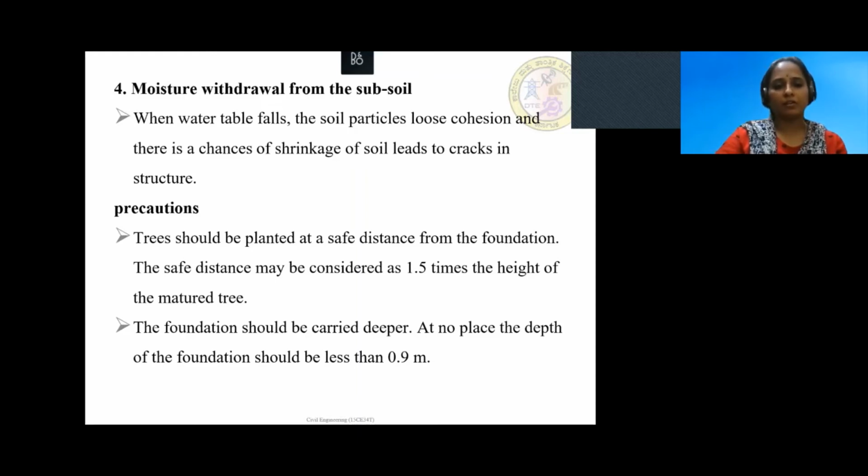Okay, what precautionary measures can be taken for this? For this, if big trees are there, they should be located at a little far distance, say 1.5 times the height of the mature tree. So like that.